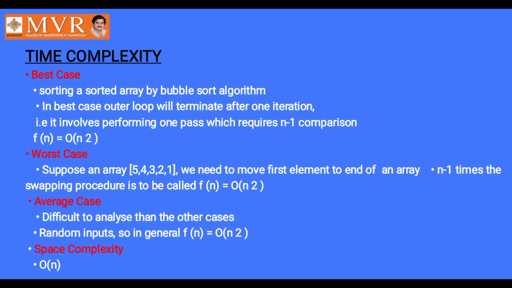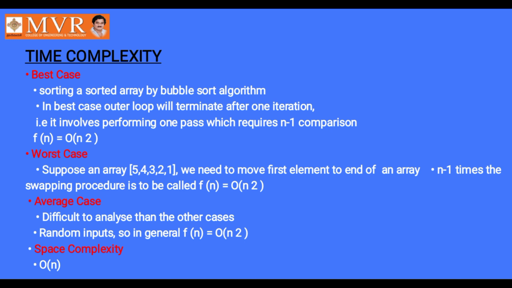See, coming to the time complexity and space complexity of the bubble sort algorithm. The bubble sort algorithm is a simple algorithm. It works well when the data to be sorted is limited or small. So the best case, worst case and average case time complexity of the bubble sort algorithm is O of n square, and the space complexity is O of n.